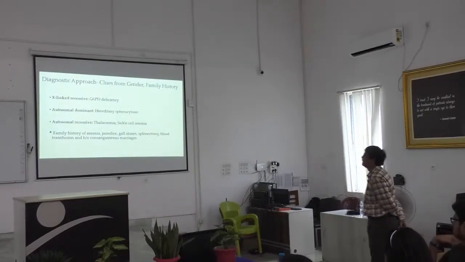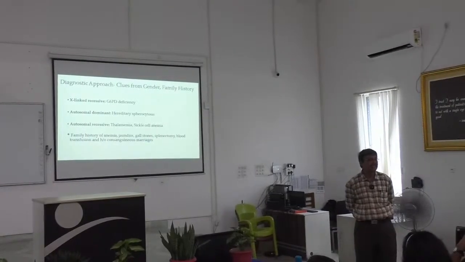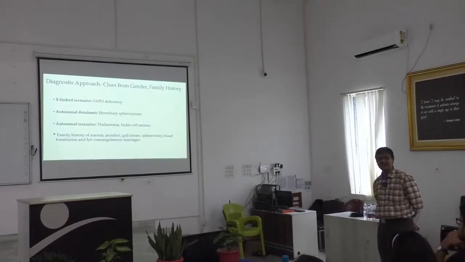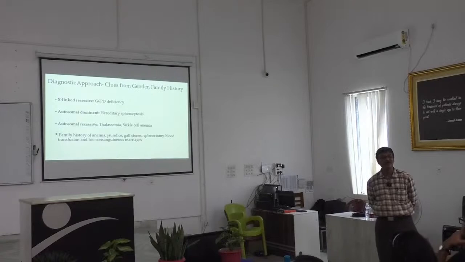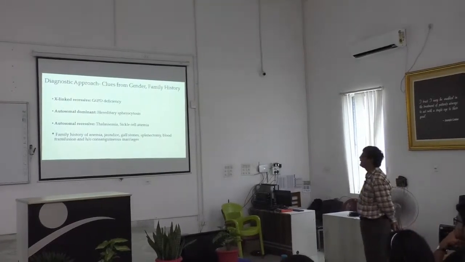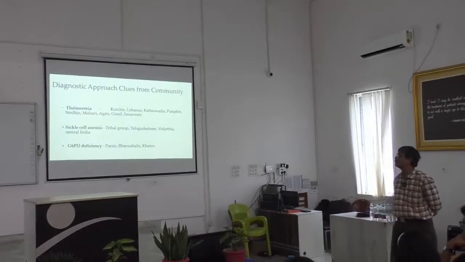So, gender. G6PD is X-linked recessive. Then autosomal dominant is spherocytosis. One member affected means almost all the members. Autosomal recessive is sickle cell and thalassemia. So, this genetic transmission you have to know like this.